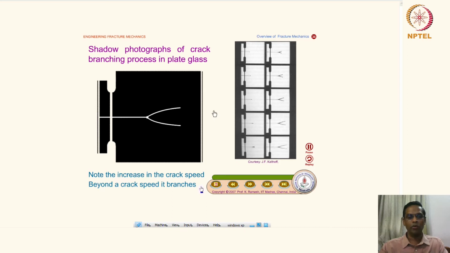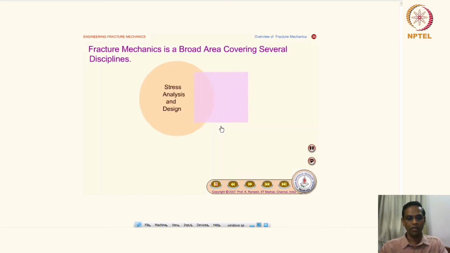The elaborate photoelastic analysis has predicted a crack cannot grow beyond a Rayleigh wave speed. Okay, so beyond that, what happens, and why does it branch, and what is the science behind it? These are also some curiosity-level questions, so we will be able to answer them during the course.